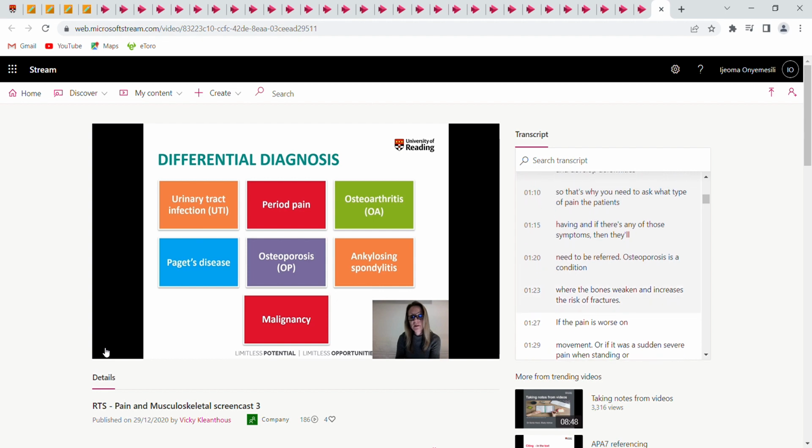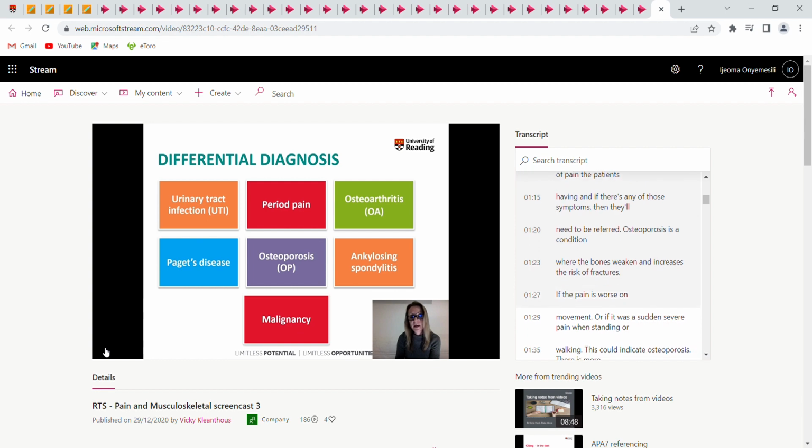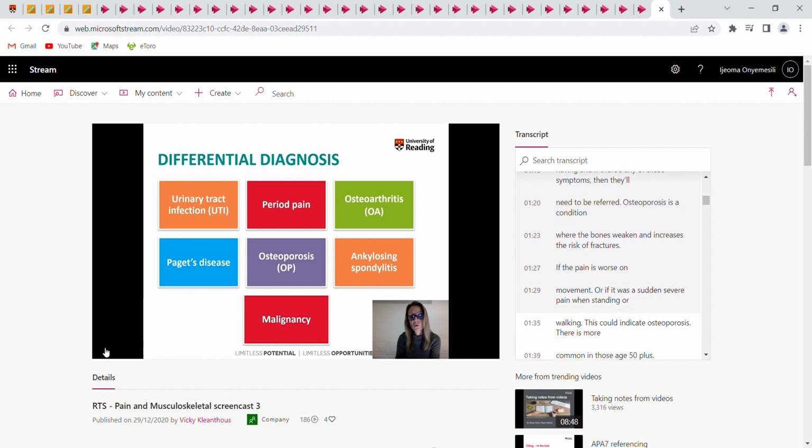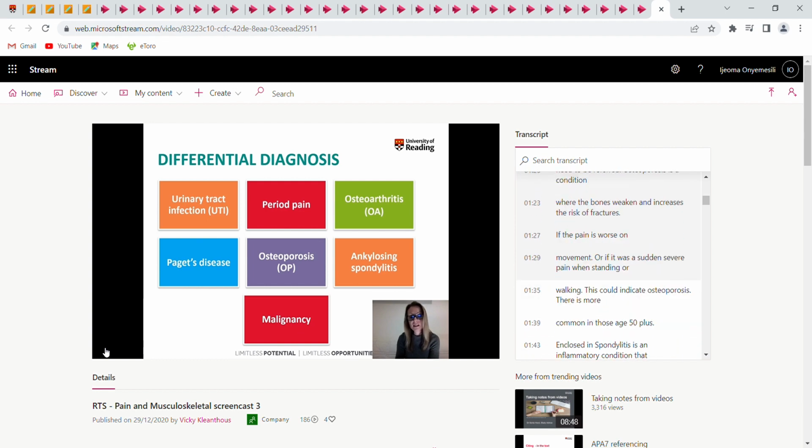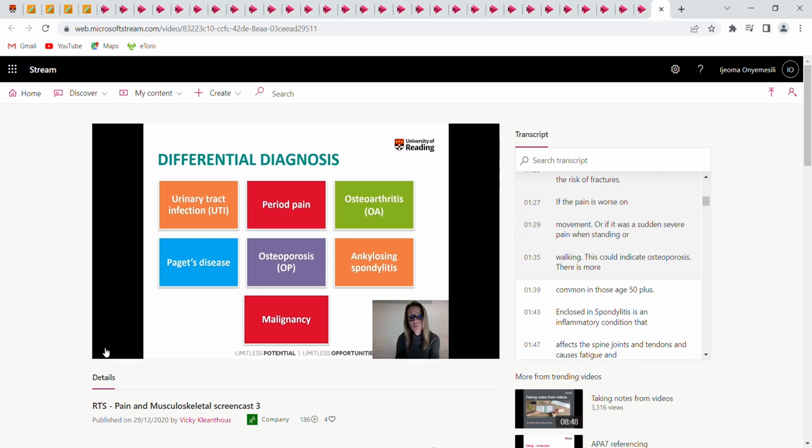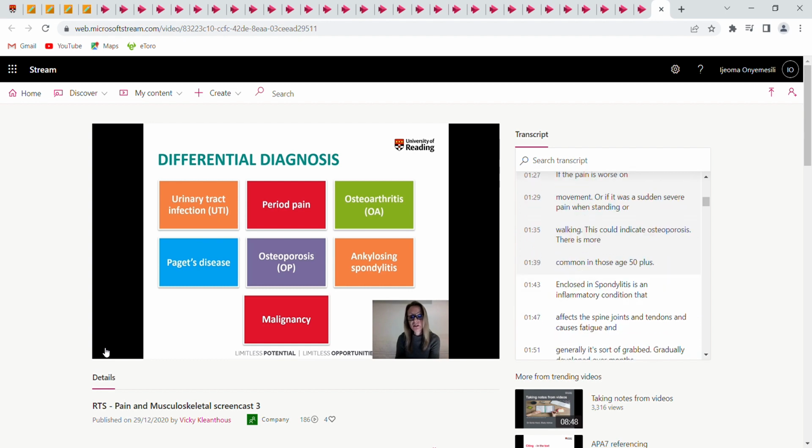Osteoporosis is a condition where the bones weaken and increases the risk of fractures. If the pain is worse on movement, or if it was a sudden severe pain when standing or walking, this could indicate osteoporosis, and it's more common in those aged 50 plus.